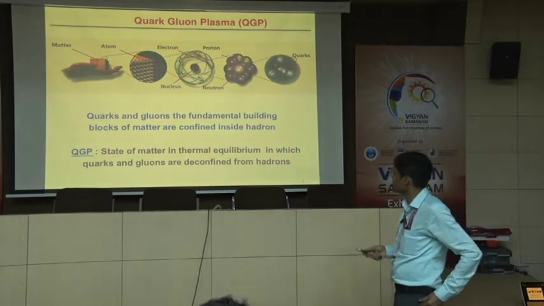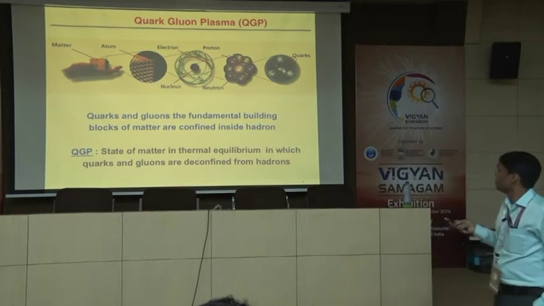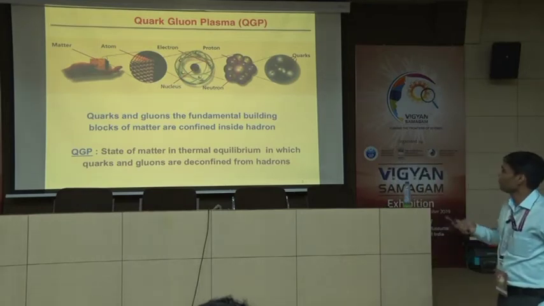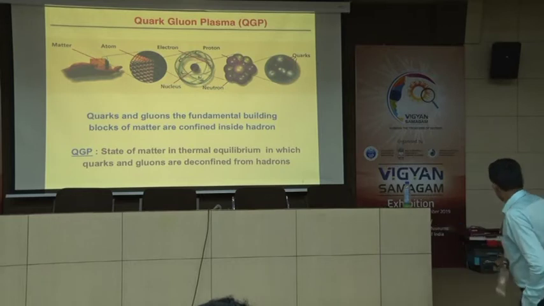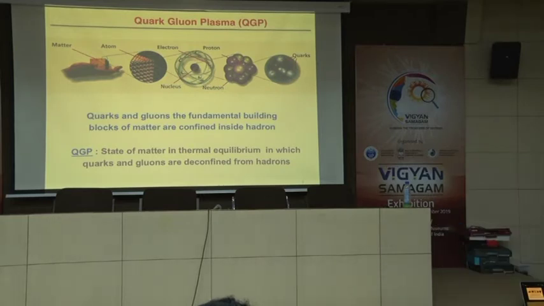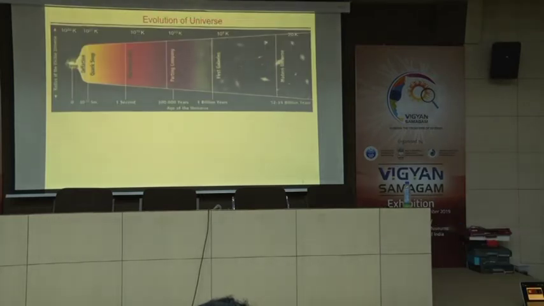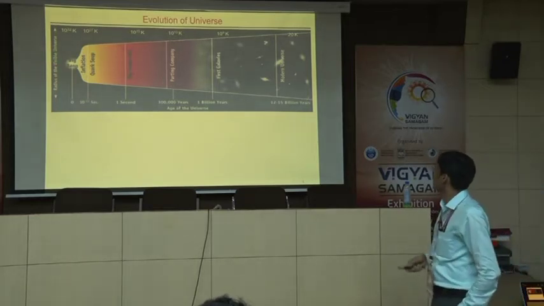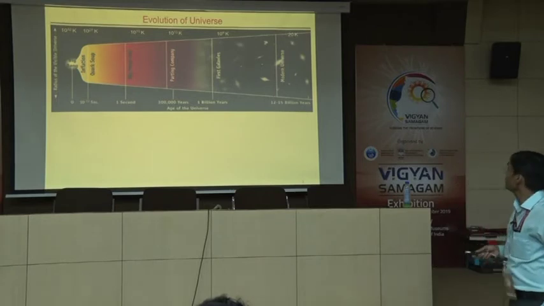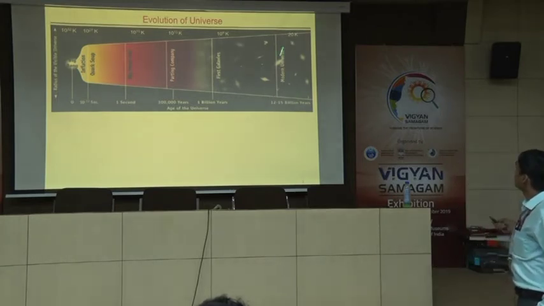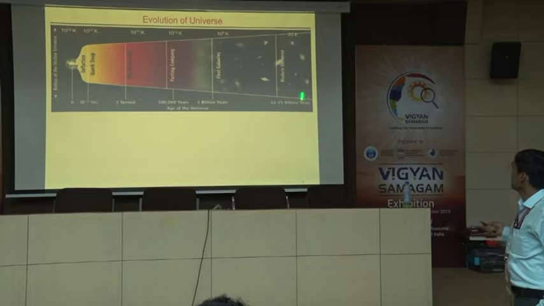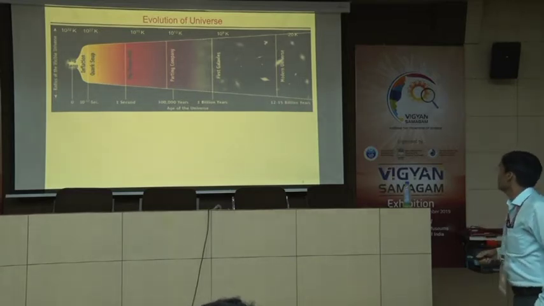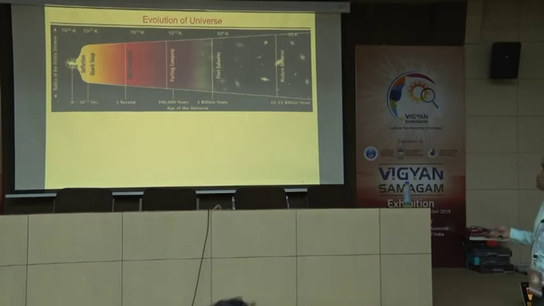So that is called quark gluon plasma. Now, why is it important to understand quark gluon plasma? Let us look at this picture, the evolution of the universe. I will not go into the detail of the entire evolution, but we are here today. This is the modern universe. The life of the modern universe is about 14 billion years from the Big Bang.